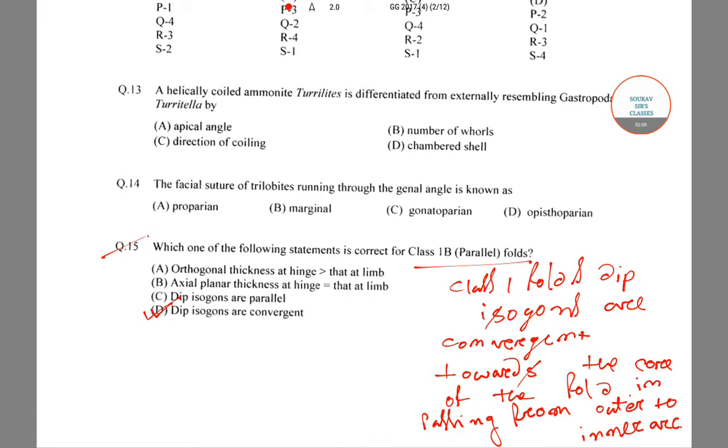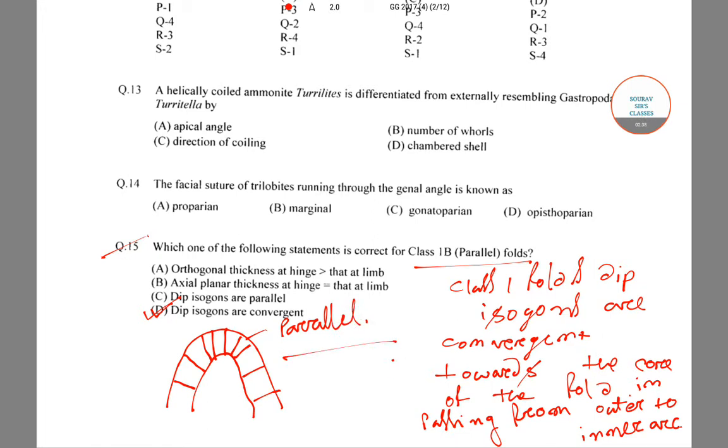And if we draw a picture of this convergence of the dip isochrones, it will look like this. Here's the fold and isochrones will be like this. Okay, and that's the parallel fold. So that's all for question number 15. The right answer of question number 15 is option D. Dip isochrones are converged in case of class 1B parallel fold.